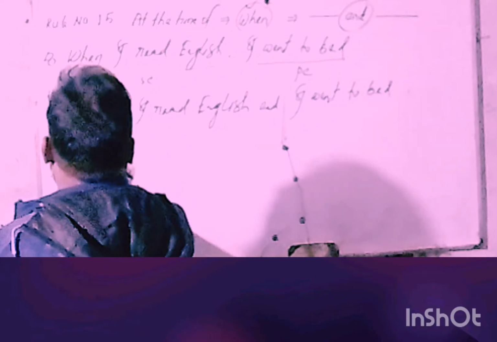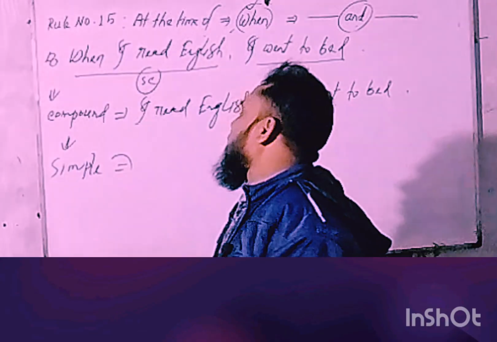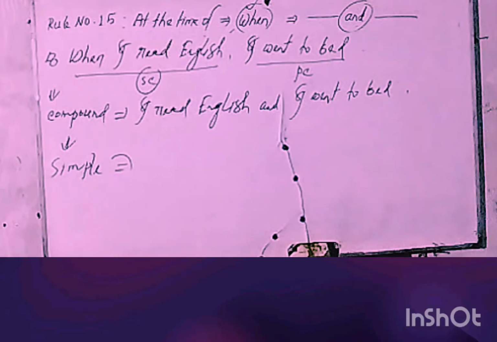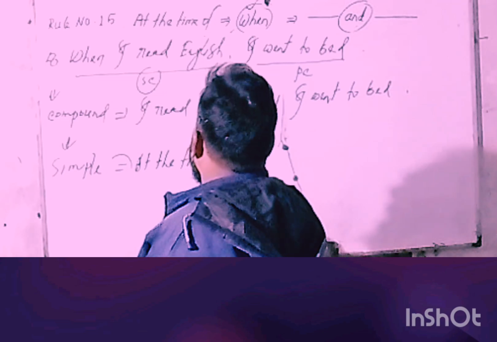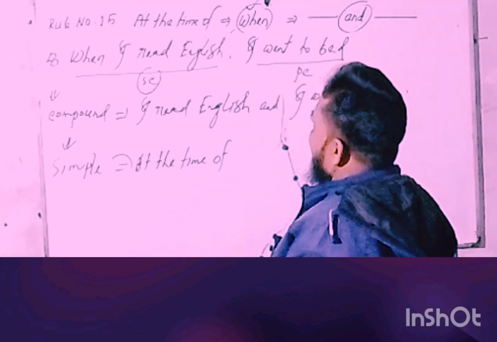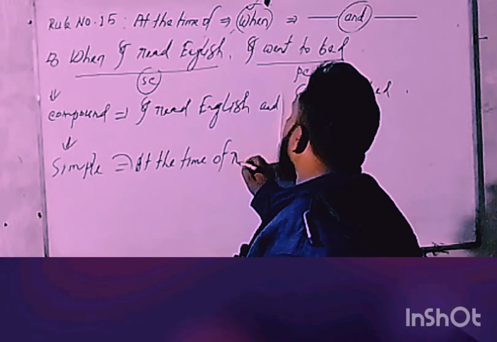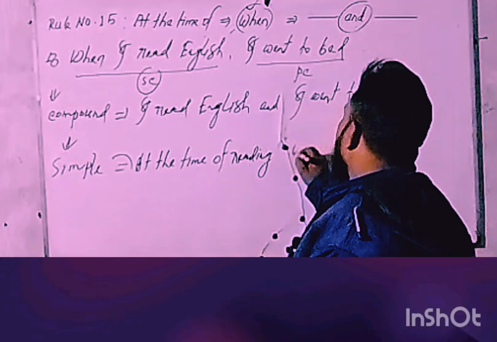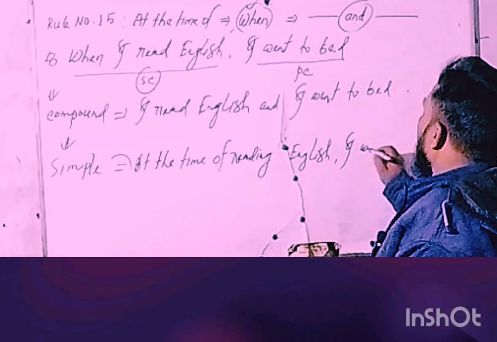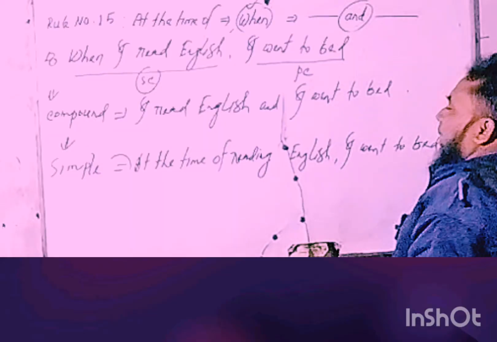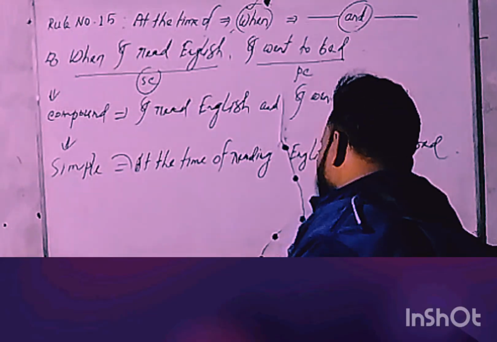Suppose you are told to change this statement into a simple sentence, my dear learners. What steps should you take? You may check in this way. In this case, you'll have to transform the subordinate clause into a phrase. For this, at first you'll have to use "at the time of". Then change the finite verb into a non-finite verb, that means verb plus ing. Then the extension. Then write the principal clause. Then that's enough.